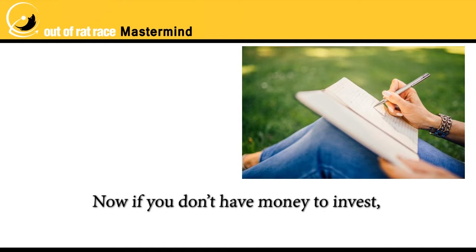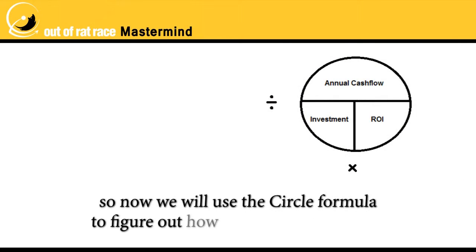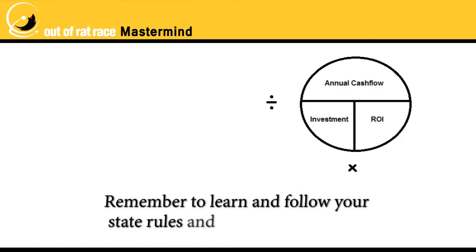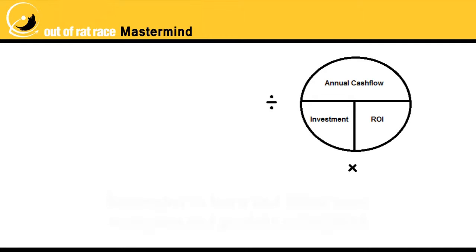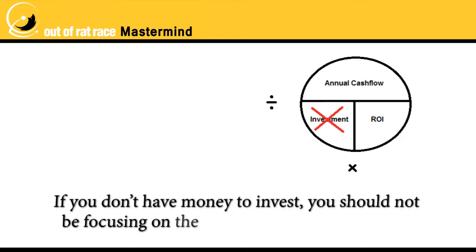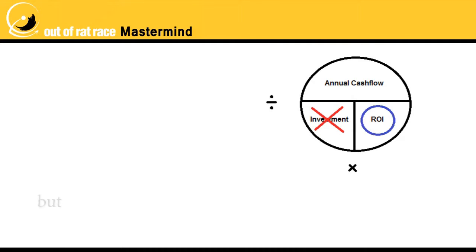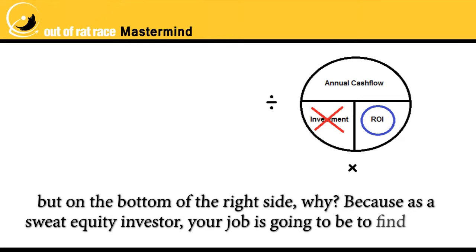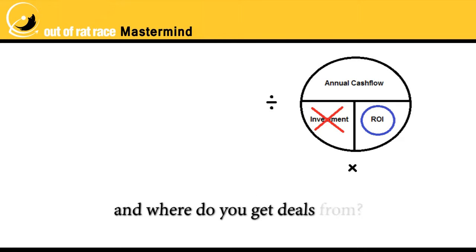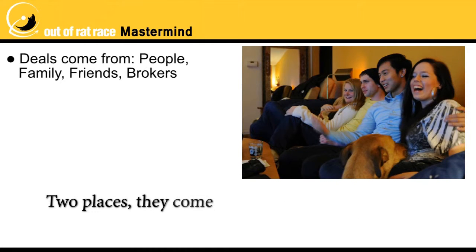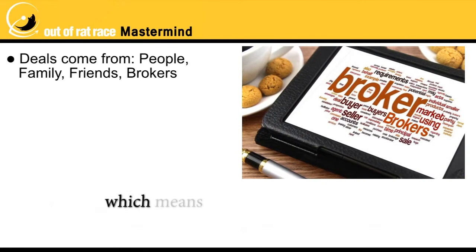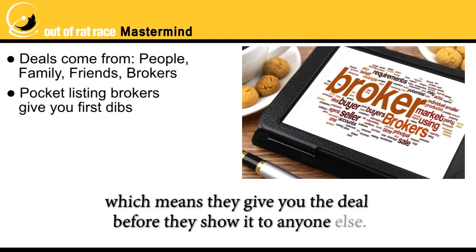Now, if you don't have money to invest, you have to make your way out. So now we will use the circle formula to figure out how much OPM you need. Remember to learn and follow your state rules and guidelines for OPM. If you don't have money to invest, you should not be focusing on the bottom left side of the circle, but on the bottom right side. Why? Because as a sweat equity investor, your job is going to be to find deals. And where do you get deals from? Two places. They come from people, friends, family, and brokers, preferably pocket listing brokers, which means they give you the deal before they show it to anyone else.